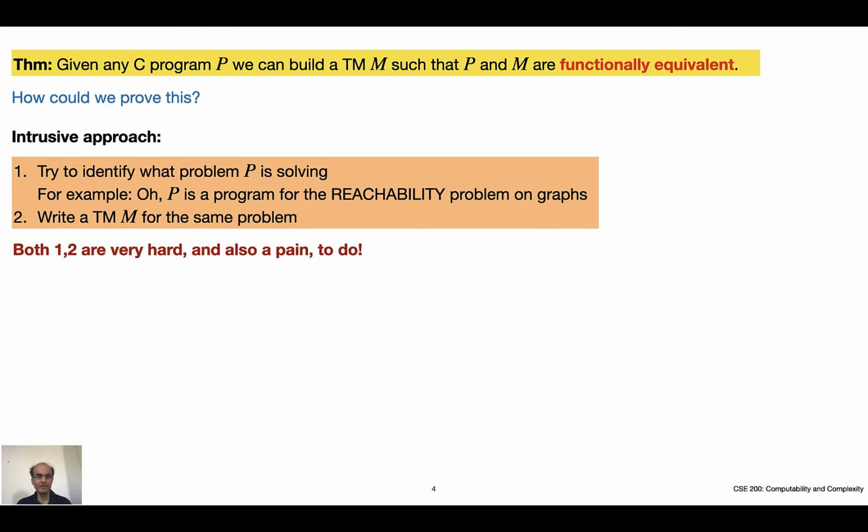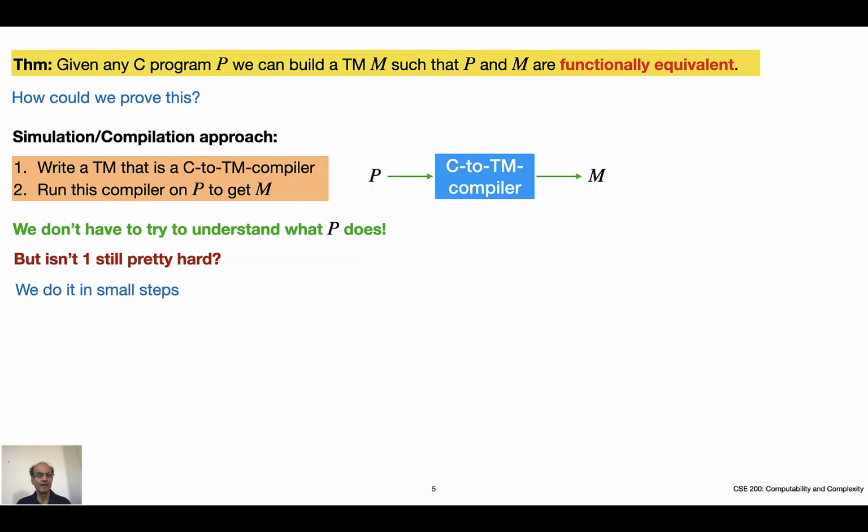Secondly, if every time you give me a program, I'm going to have to write a new Turing machine by figuring out what the program does in some intrusive way and mimicking it, I'm going to have a lot of Turing machine programming to do, and that's also quite a pain given how hard Turing machines are to program. So we'll use another approach.